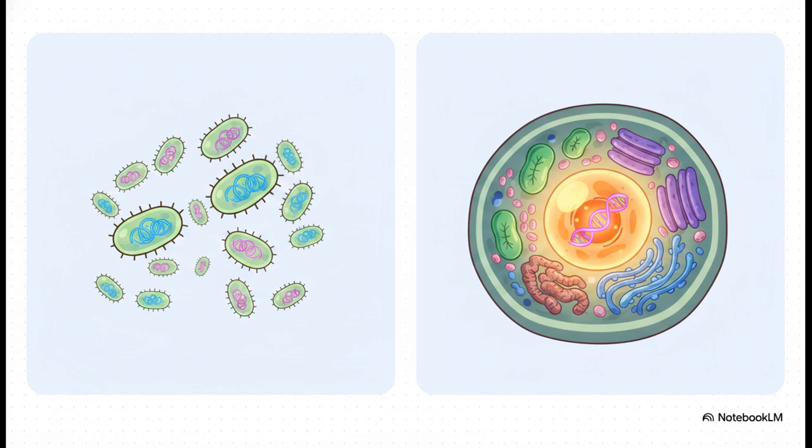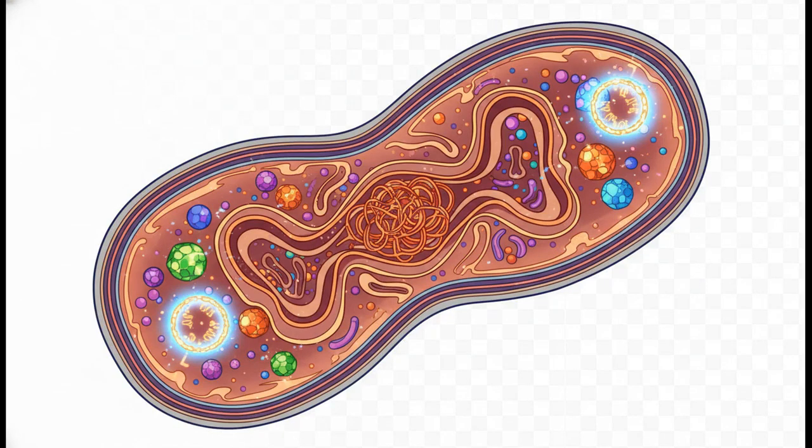Let's look a bit closer at those prokaryotes, like bacteria. They are the ultimate biological survivors. They've got this tough, complex, three-layered cell envelope. They use mesosomes for respiration, 70S ribosomes to synthesize proteins, and free-lying inclusion bodies just to store reserves.